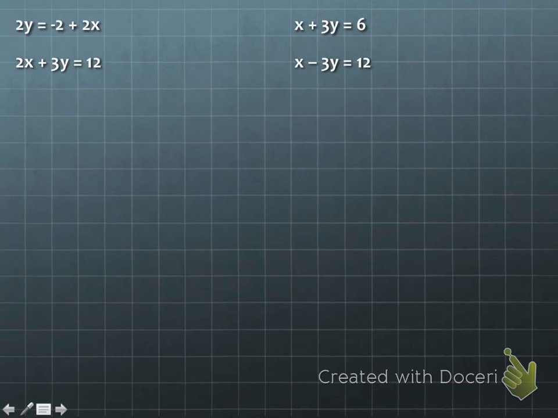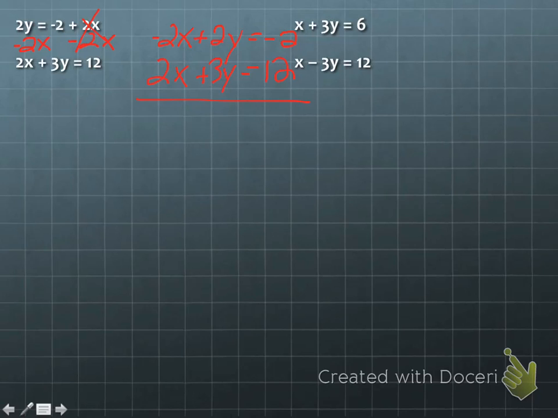This example over here on the left, I don't have my x's and y's in the same column, so what I have to do before is move my x over to the same side. So I'm going to subtract 2x from both sides. So it disappears from the right-hand side and then comes over to the left-hand side. And again, I want my x before my y, so I go negative 2x plus 2y equals negative 2. Then I rewrite the bottom equation: 2x plus 3y equals 12.